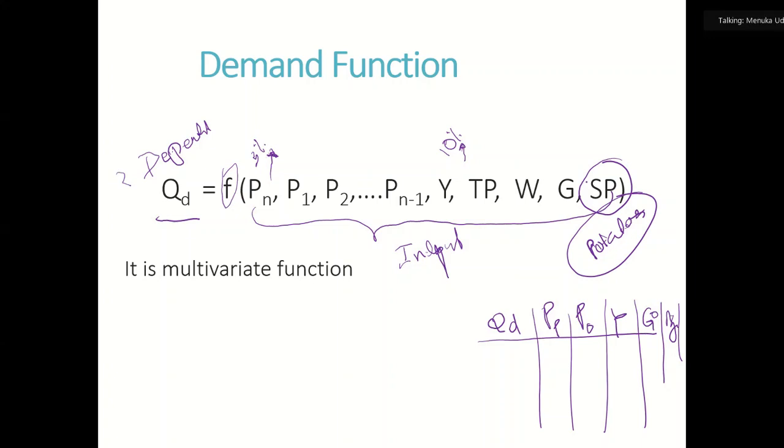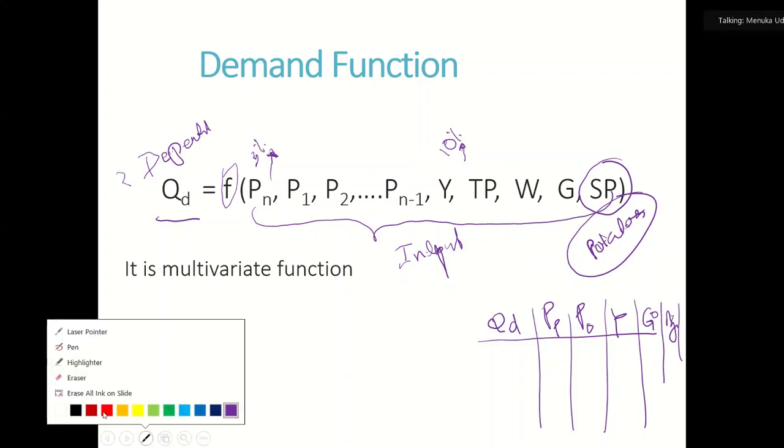So you can analyze the demand once you collect data and write it as a demand function. So that's the importance of estimating a demand function. Since this is the first principles of economics, we are going to go into a little bit more detail on this demand function.